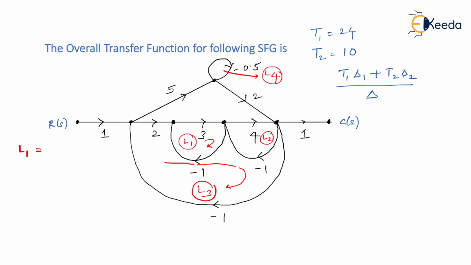So L1 is this one, which is -3. L2, so we have to take this loop. So it is 4 into -1, which comes out to be -4. L3, so L3 is this way. 2 3s are 6, 6 4s are 24 into -1 becomes -24. L4, which is the self loop, which is -0.5. I hope you understood. Now let me talk about L5. So look at L5 now. I'll start from here.